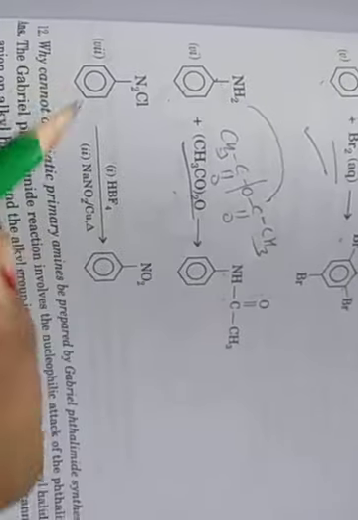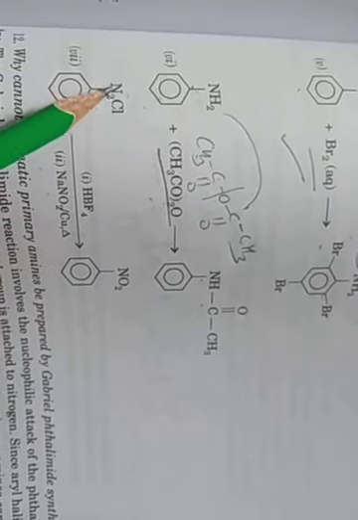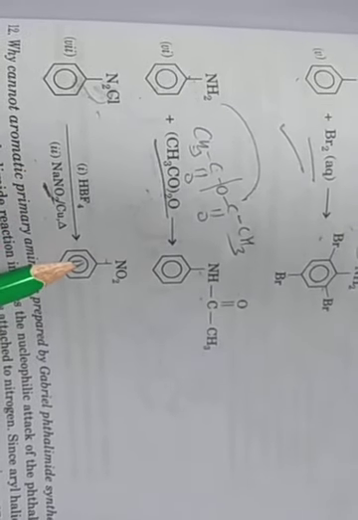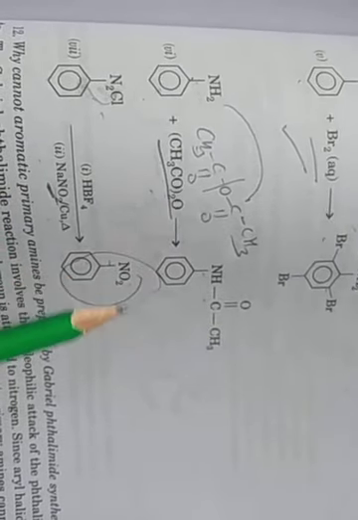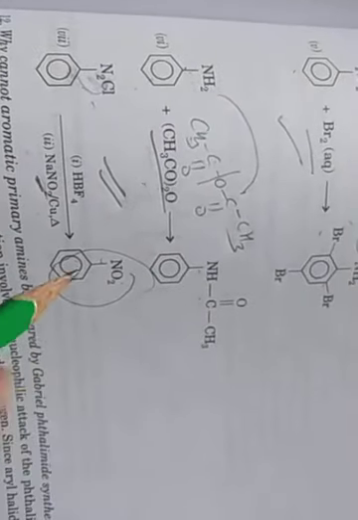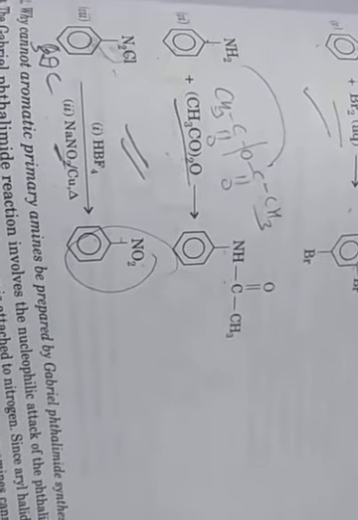Then benzene diazonium chloride reacts with HBF4 and then NaNO2 with copper. So it is easily formed. Nitrogen is isolated, Cl is also isolated by copper, and then the NO2 group is attached to the benzene. So nitrobenzene is formed, and it is a very important reaction. This is the reaction whenever a nitrobenzene compound is formed from the BDC, benzene diazonium chloride. Okay, clear?